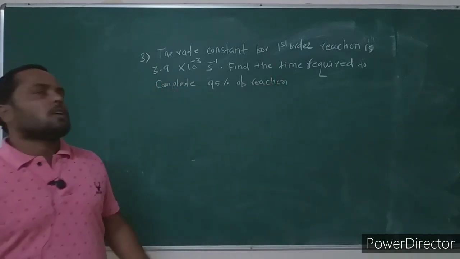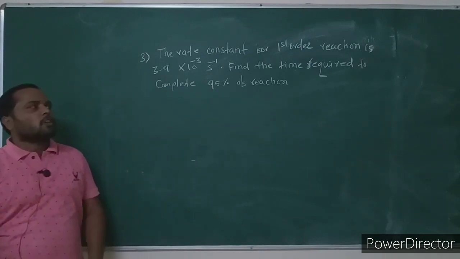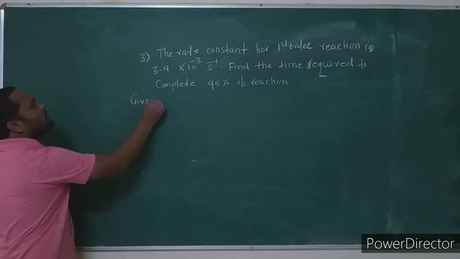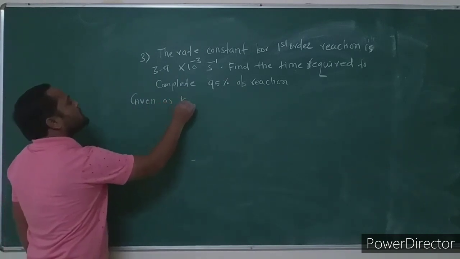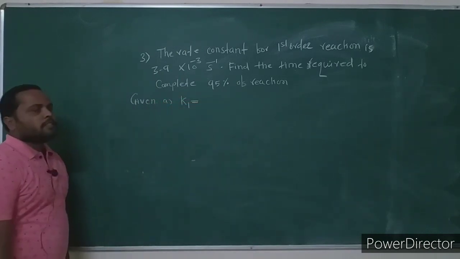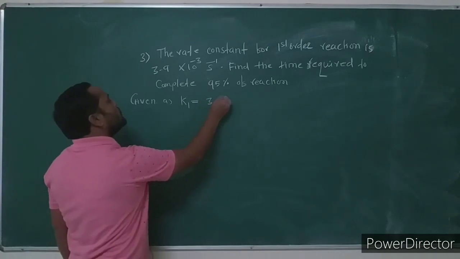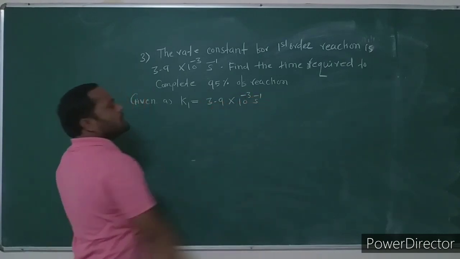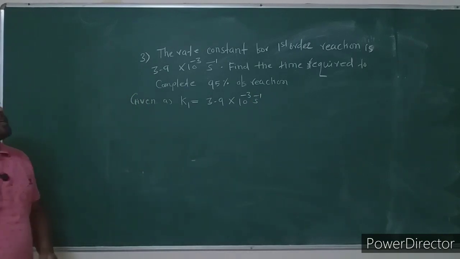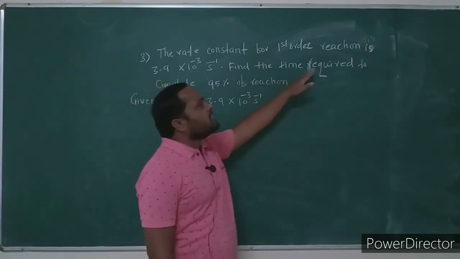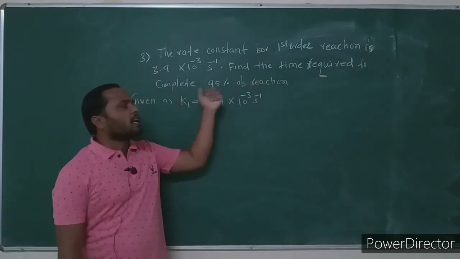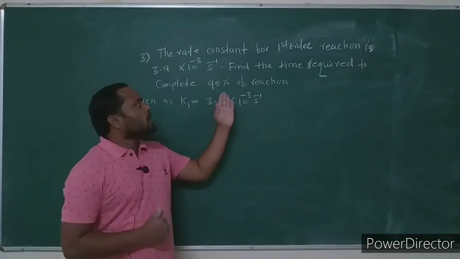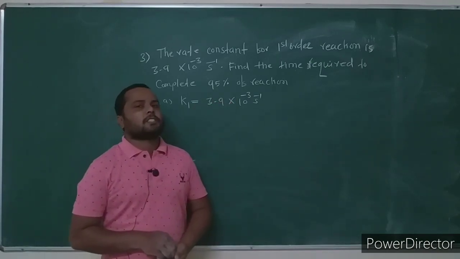For the first order reaction, the rate constant is given, and consider this solution. The rate constant K1 is equal to 3.9 into 10 raised to minus 3 per second. And what is the second part of this problem? Find the time required to complete 95% reaction.